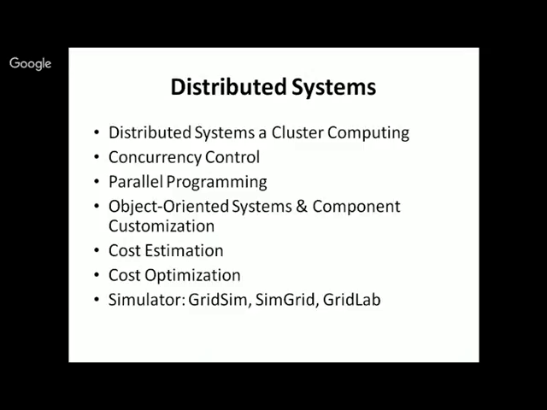Likewise, we need parallel programming models that can be applicable for distributed systems. Object-oriented systems and component customization, cost estimation. This is also a very big challenge in the case of distributed systems. How much cost will be required? We want to reduce the cost, and also we want to estimate it beforehand, because if you estimate your cost wrong, then your proposed solution will not be applicable in future. So cost estimation beforehand is a very big challenge in distributed systems.